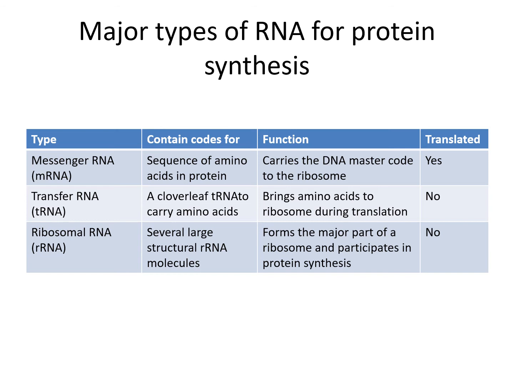The final type is rRNA. It is actually the major component of the ribosome. There are several large structural ribosomal RNA molecules. The function is to form a major part of the ribosome and participate in protein synthesis. So this rRNA also is not translated during the translation process.